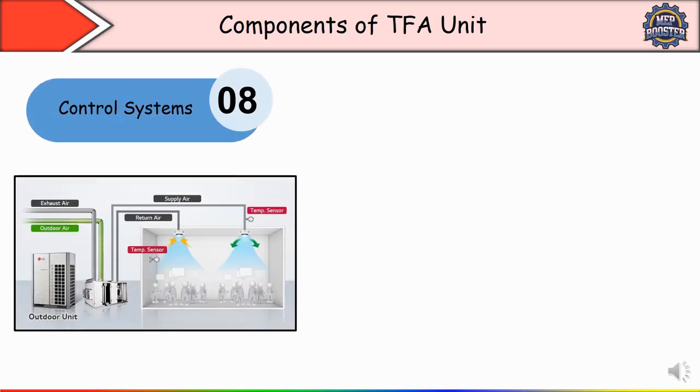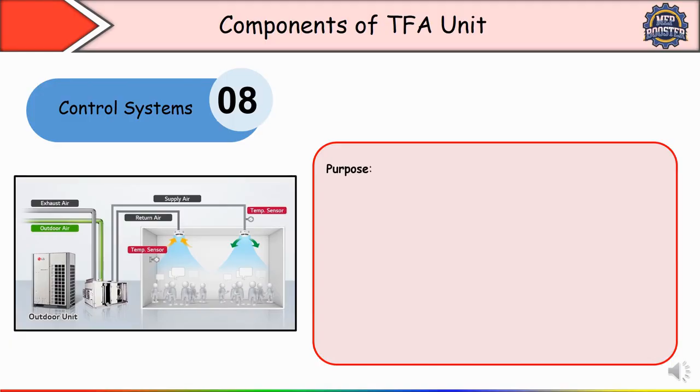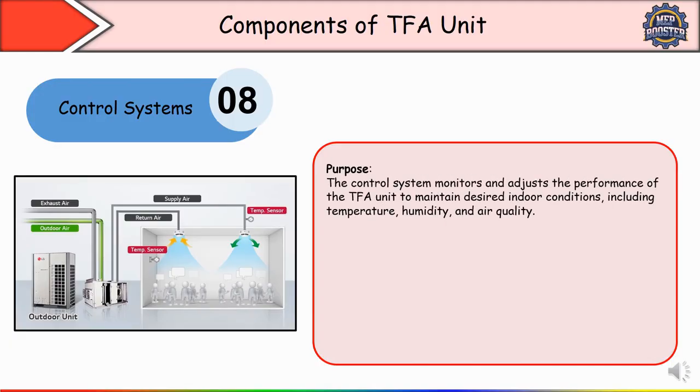Now the next we have is the control system. This control system generally manages all the components of the TFA unit, ensuring proper temperature, humidity, airflow and pressure are maintained according to set point. It is also integrated with the building management system, the BMS.